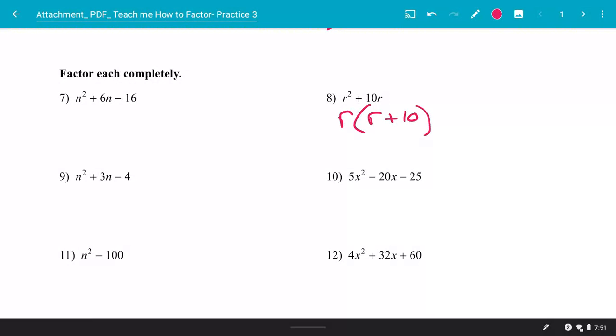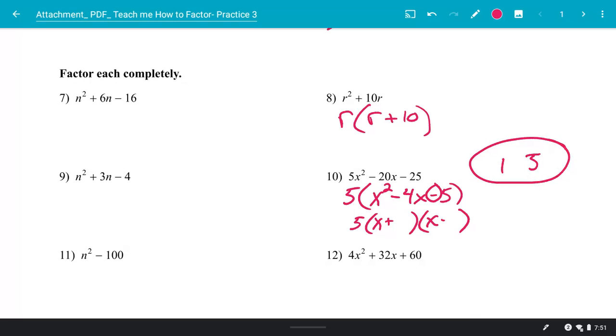Number 10, look for a GCF. I can pull out a 5. So that leaves me with x squared minus 4x minus 5. Now I can factor what's on the inside. Splitting signs because there's no leading coefficient anymore. X in each. Signs are opposite, so plus and minus. Factors of 5 are 1 and 5 with opposite signs. Come together to get me a 4. 5, the larger number, gets the sign from the middle. This problem's not so bad if you study just a little.